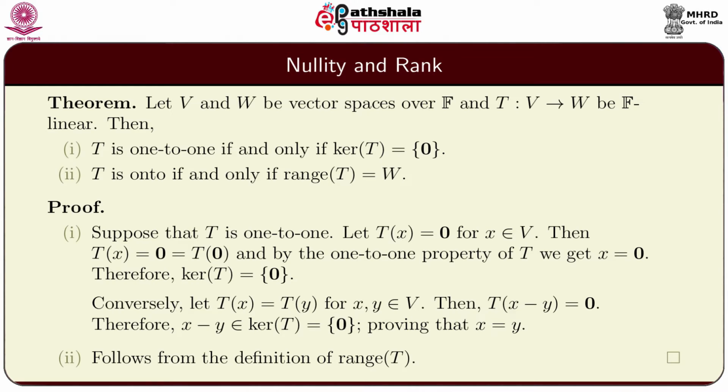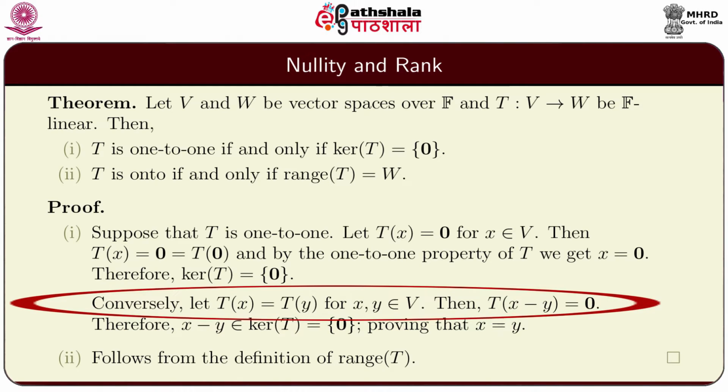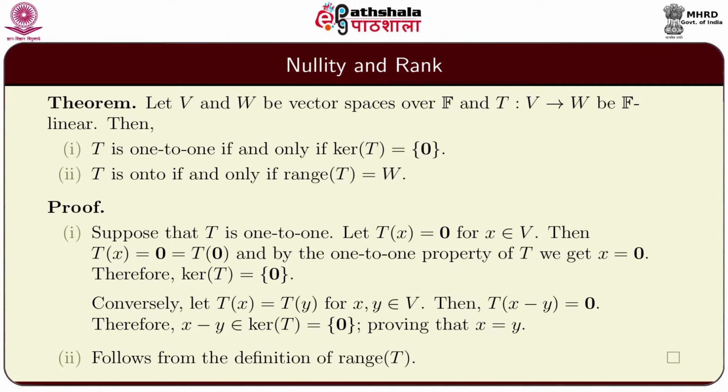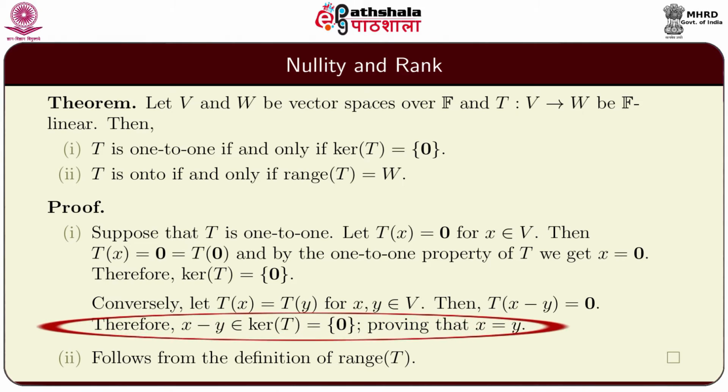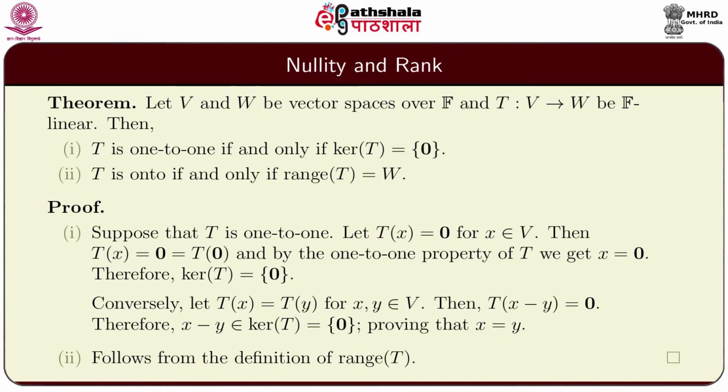Now, conversely, we assume that the kernel of T is trivial and we prove that T is 1 to 1. So, let Tx be equal to Ty for x, y in V. Then T of (x minus y) is 0. This is by linearity of T, and therefore x minus y belongs to the kernel of T, and the kernel of T being trivial, we get x minus y must be the 0 vector, that is, x is equal to y. Therefore, T is 1 to 1.